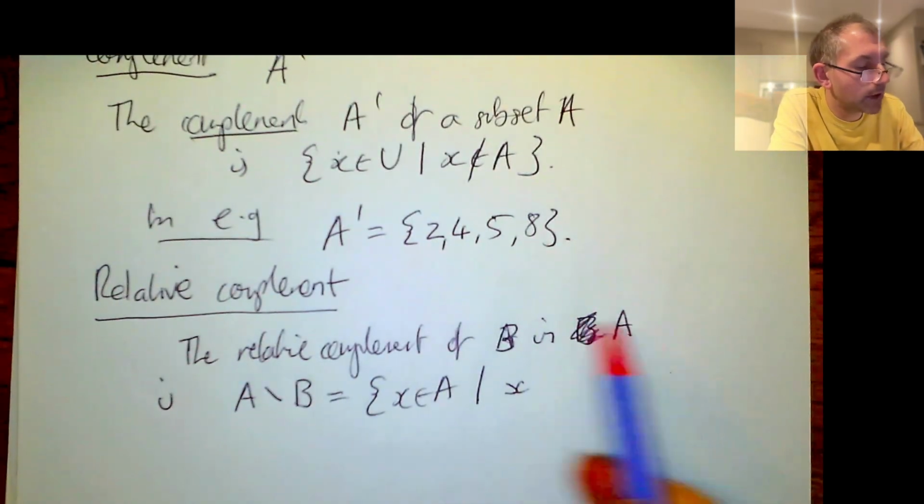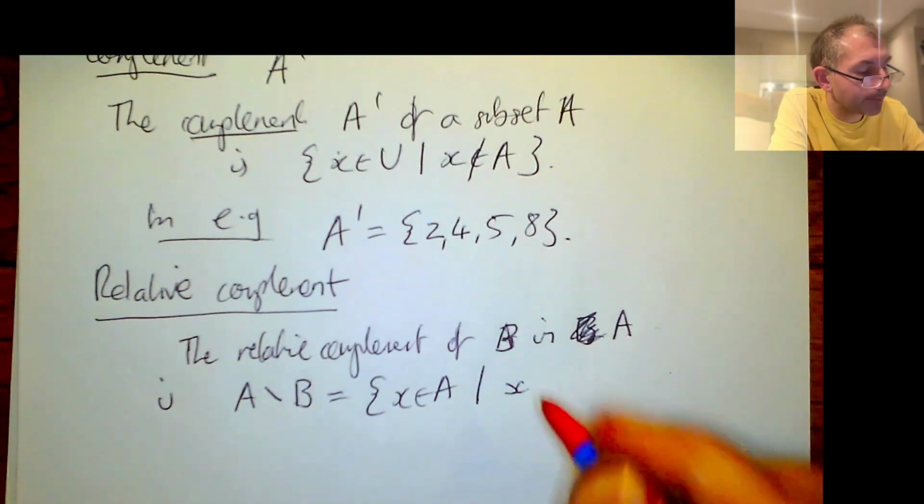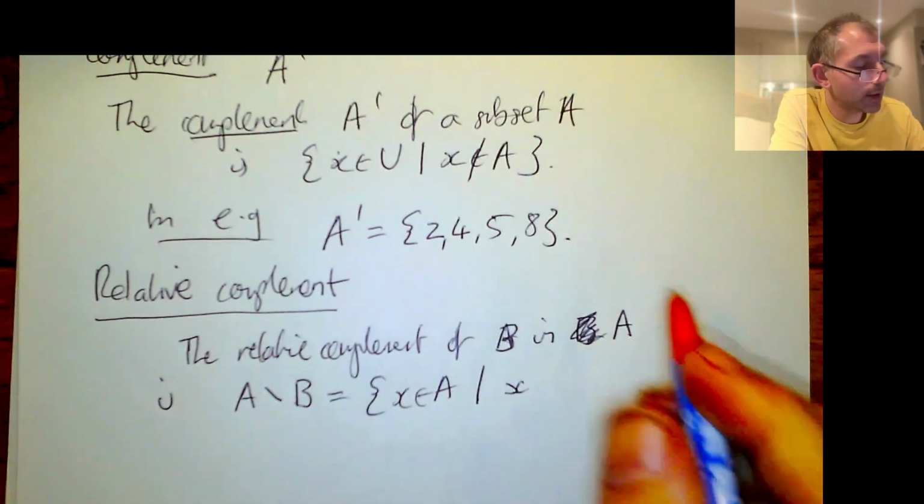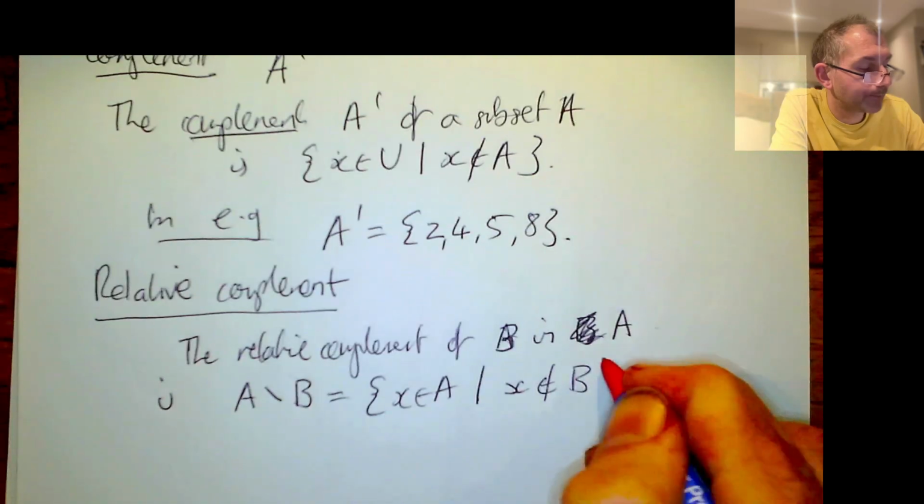But you never write that. You just sort of talk about the symbol. But it's this set of X that are in A such that X is not in B.